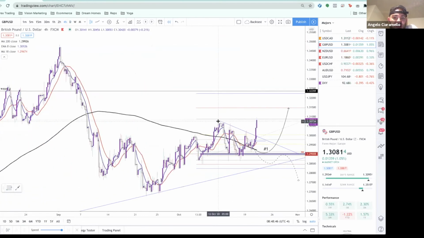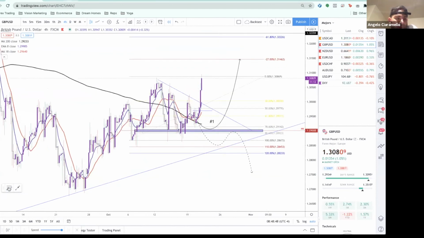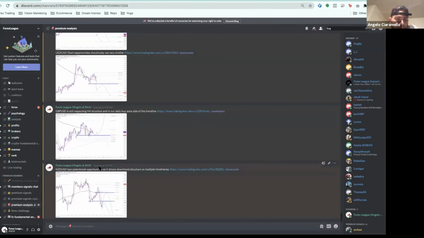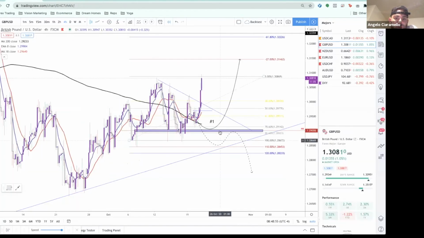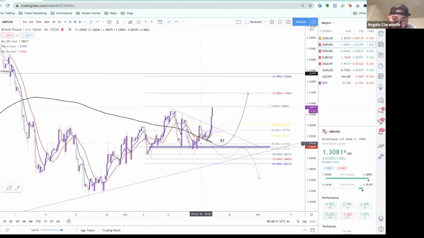And then this is what I posted, I believe, in the premium analysis yesterday. What we were waiting on was one of two scenarios. This is scenario number 1. This is scenario number 2. No shorts until we were below here. All buys above this level.